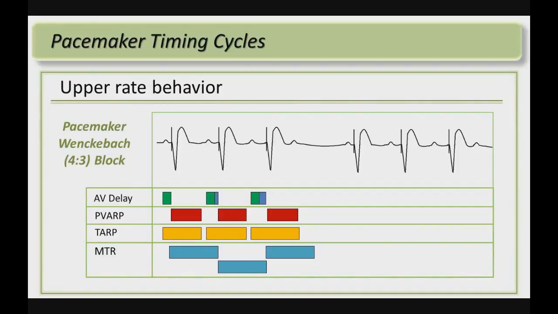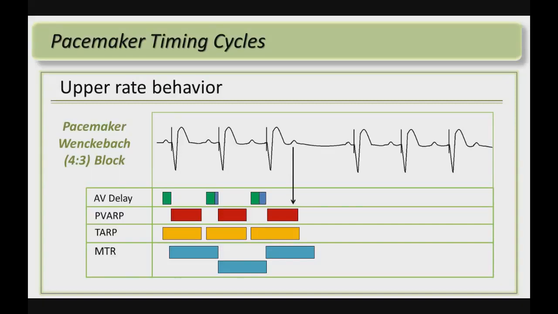Soon after the ventricular pace, we have another intrinsic P wave that comes in. Notice that this P wave lands inside of PVARP. This means that we've sensed the P wave, but since it landed inside a refractory period, we're going to ignore it, and we won't start an AV delay, which will result in a dropped paced ventricular beat.